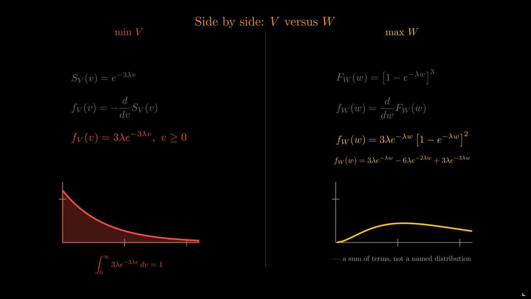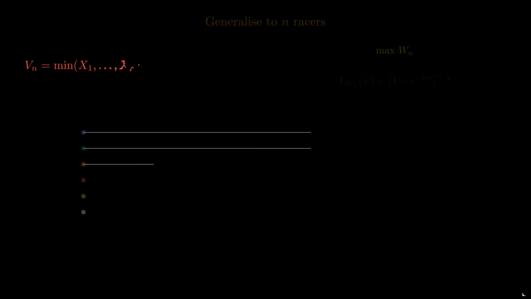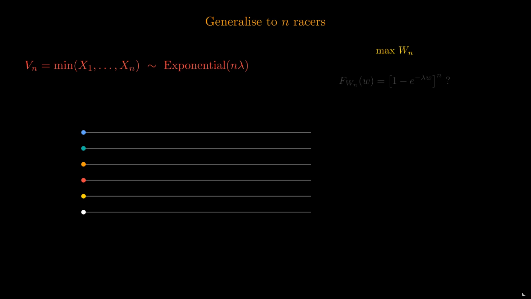Generalized to n i.i.d. exponential lambda variables, the minimum is exponential with rate n lambda: n independent processes racing, and the first to finish wins. This is exactly the reliability testing picture: n components in a system, whichever fails first determines V, and it stays exponential no matter how many components you add. The maximum has no such clean generalization. Differentiating (1 minus e to the minus lambda w) to the n just produces messier sums, never collapsing to a name.